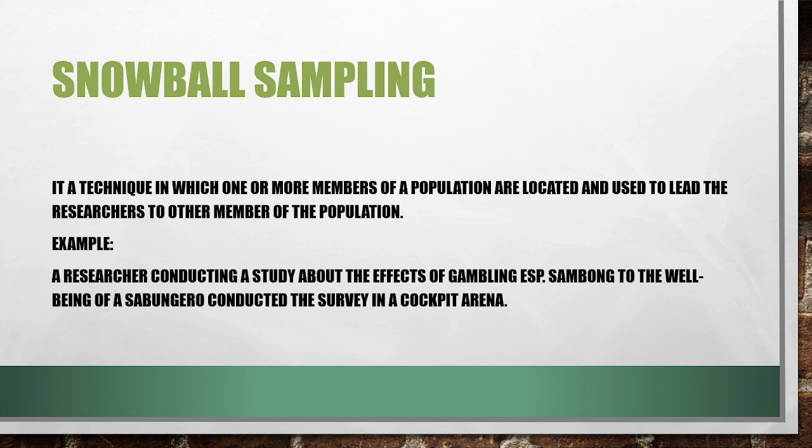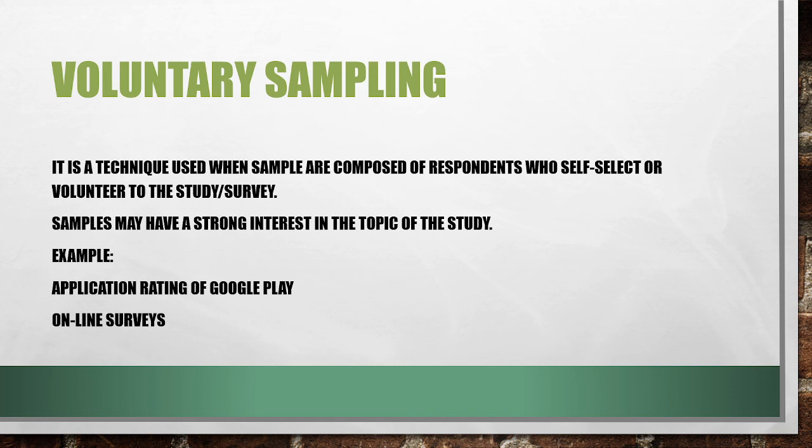Okay? So, next natin ay voluntary sampling. It is a technique used when samples are composed of respondents who self-select or volunteer to the study or survey. So, samples may have a strong interest in the topic of the study. Example nito ay pwedeng yung application rating ng Google Play or yung mga online surveys. Nasa sa inyo kung sasagutan niyo siya, nasa sa inyo kung magbibigay kayo ng rating. That's why it is called voluntary sampling. Okay? Hopefully, malinaw yan.